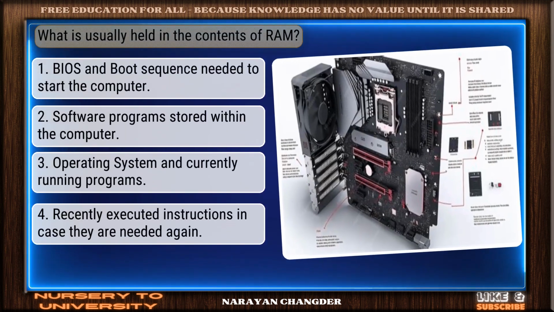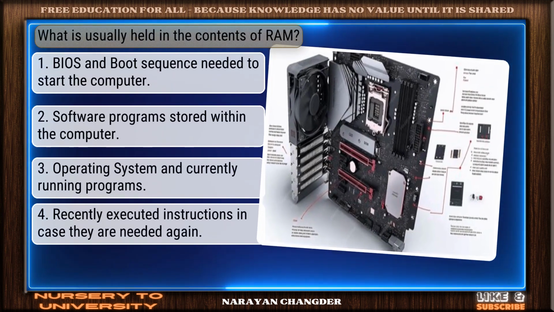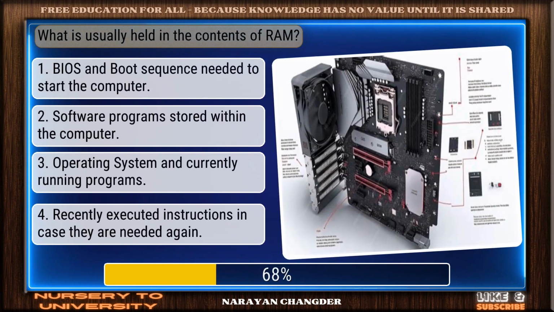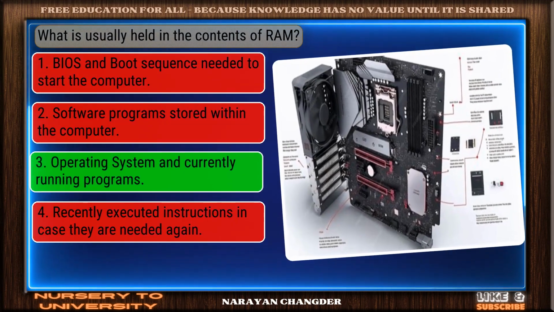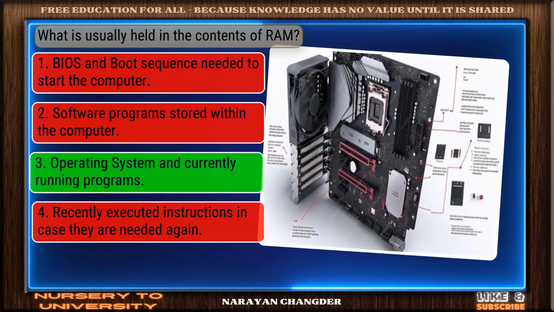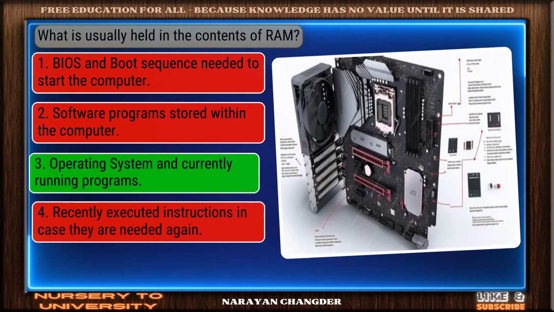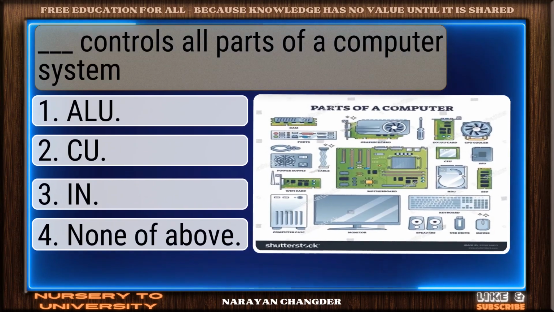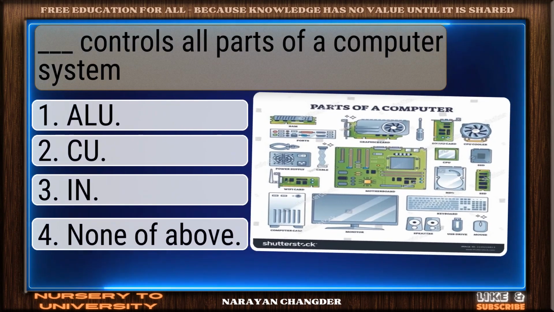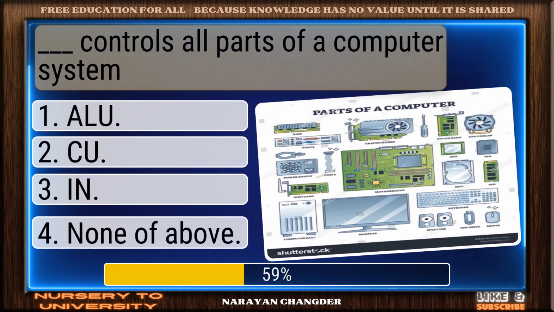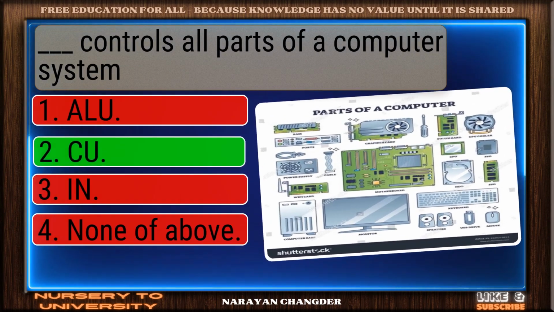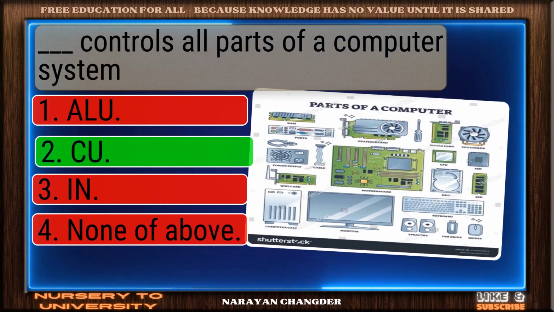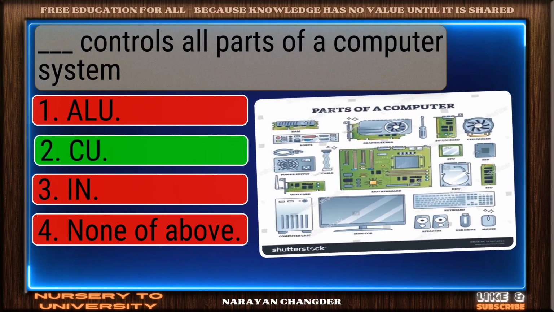Question number 27. What is usually held in the contents of RAM? Excellent choice. Operating system and currently running programs is the right answer. Question number 28. Dash controls all parts of a computer system. Nice selection. CU is the correct and valid answer.